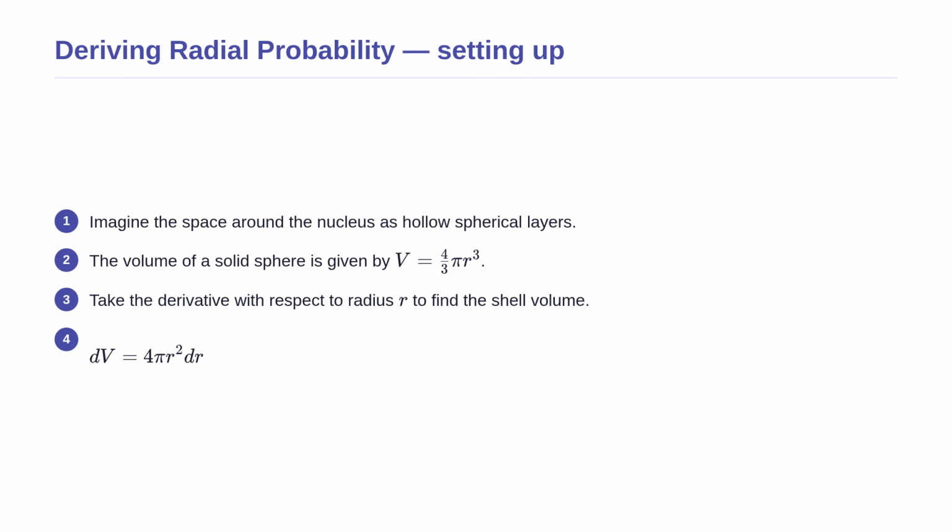To find this, we take the mathematical derivative of the volume with respect to the radius r. This gives us dV equals 4 pi r squared dr, which represents the tiny volume of that thin spherical shell.